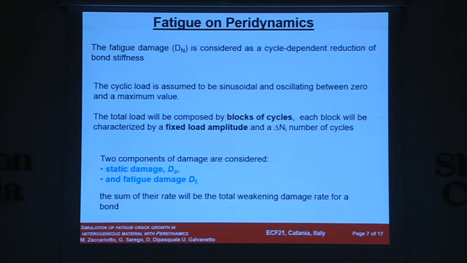The aim of this work is to study problems with a high cycle fatigue number, and we assume that the total load is composed of blocks of cycles, and each block is characterized by a fixed load amplitude and a delta n number of cycles. Two components of damage have been considered, a static one and a fatigue one, and the sum of their rates is the total weakening damage rate for a single bond.